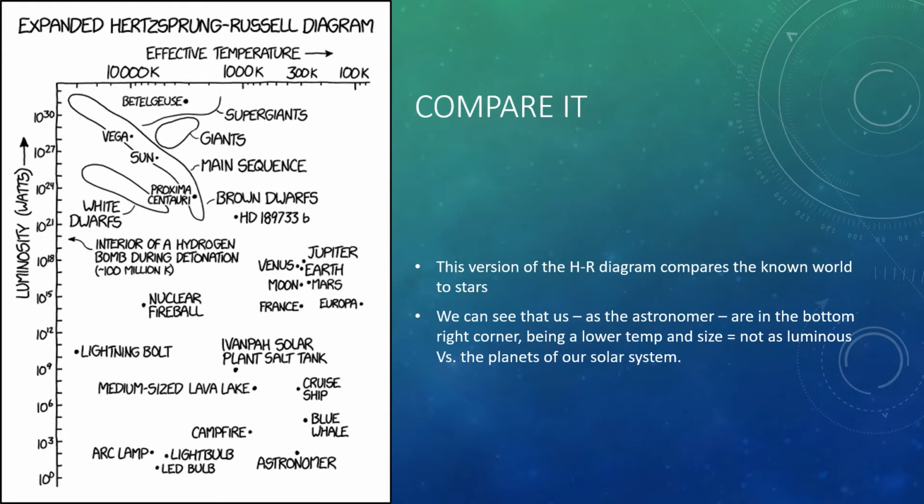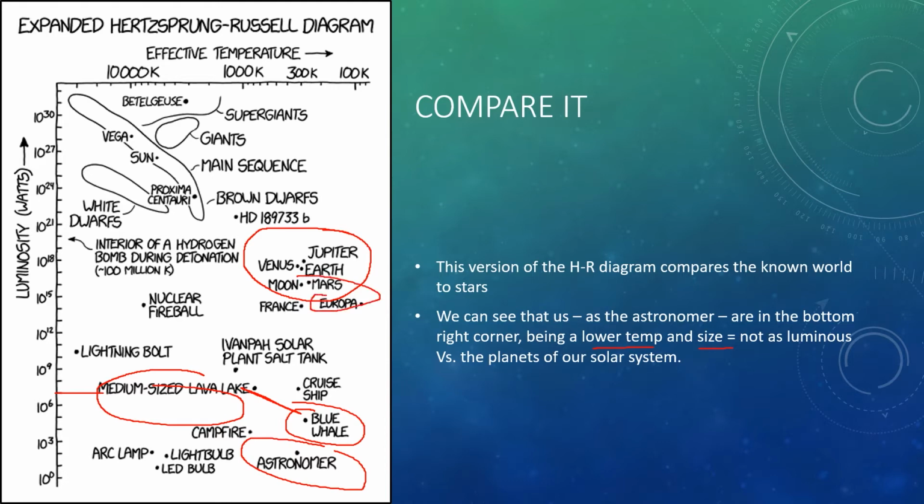This is a version of the HR diagram that compares the known world to the stars. We can see that us, as the astronomer, we're in the bottom right corner. Being a lower temperature and size, we are not as luminous versus, let's say, a blue whale, which is much more massive than us, and so has a greater luminosity. A medium-sized lava lake has a much higher temperature, not that much bigger than a blue whale, but it has a higher temperature, and so therefore a higher luminosity, versus, let's say, Jupiter, Earth, Mars, Moon, Venus, our own planetary bodies, where they're not much hotter than us, but they are way more luminous.